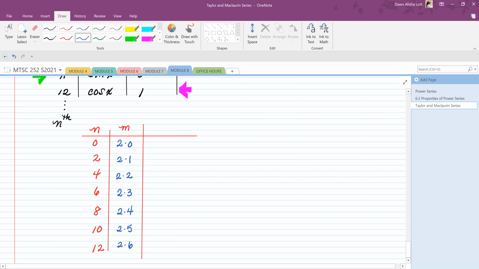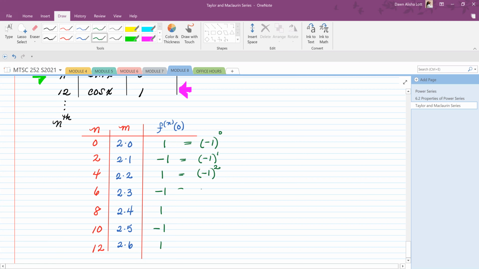Okay. And then F^(n)(0): this one was 1. This one is -1. This one is 1. This one is -1. This one is 1. This one is -1. So 1. So now this one does look like -1 to the 0 power. And this one looks like -1 to the 1 power. And this one looks like -1 squared.